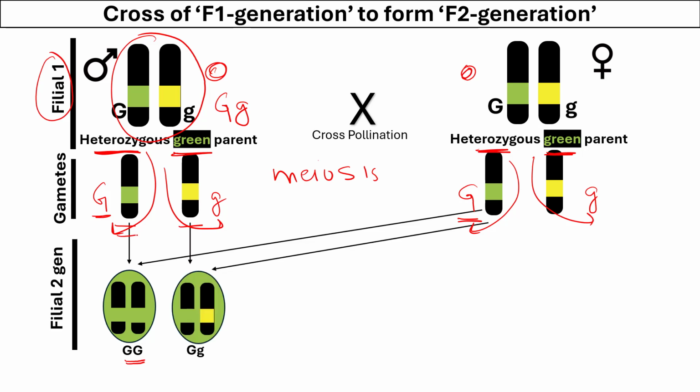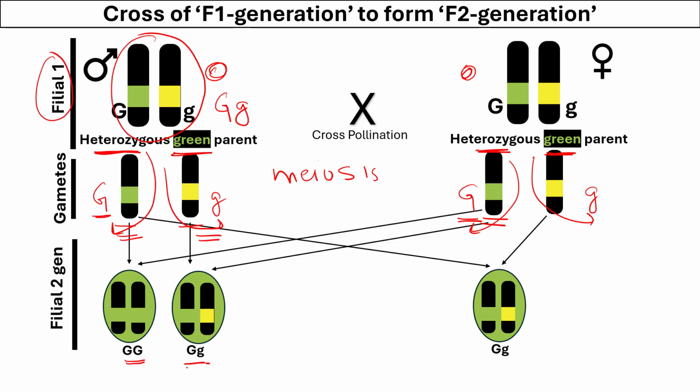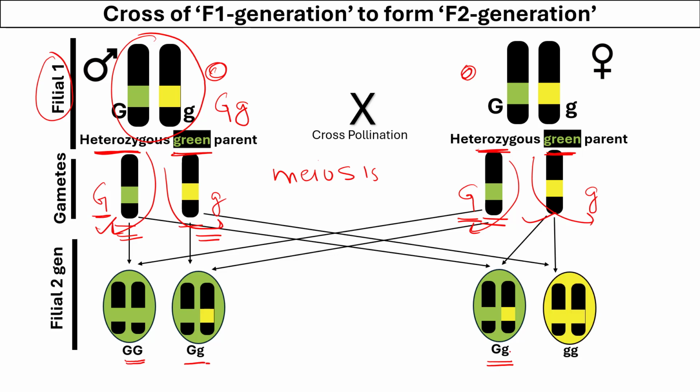If this one fertilizes with this one, you get capital G, small g. And if this one fertilizes with this one, you get small g, small g. Now let's see what the genotypic and phenotypic ratios are.